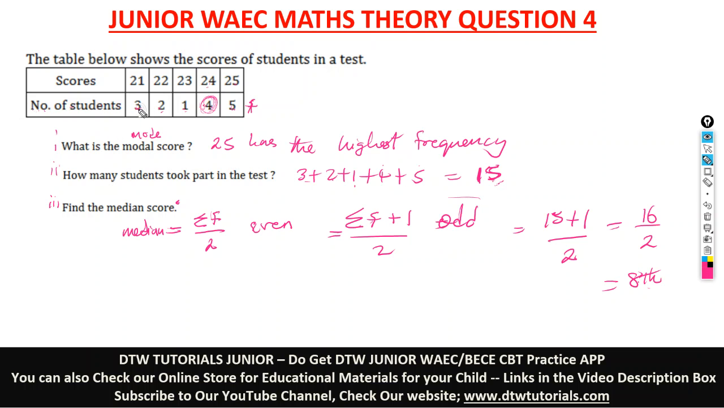Because the 8th student falls on this column. Now this is the 5th student, this is where the 6th student lies. Our 8th student is among these 4 people. So the median score that the 8th student had is 24. So you would write our median score is therefore 24. After getting your 8, you write our median score is 24. So that's how you resolve median score, modal score, and also the total number of frequencies in statistics.